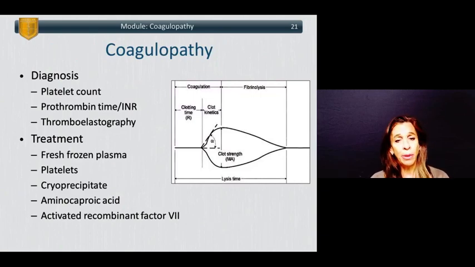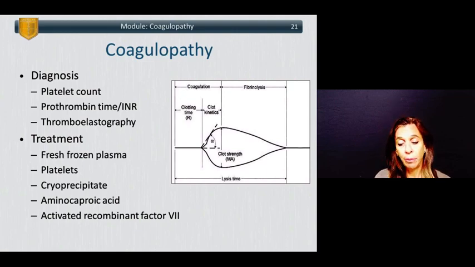So for the coagulopathy, we mentioned different diagnostic parameters. That includes the prothrombin time and INR that we've talked about briefly, but also platelet counts and thromboelastography, or TEG. The treatment of coagulopathy is fresh frozen plasma, platelets, cryoprecipitate, aminocaproic acid, or Amicar, and activated recombinant factor 7.